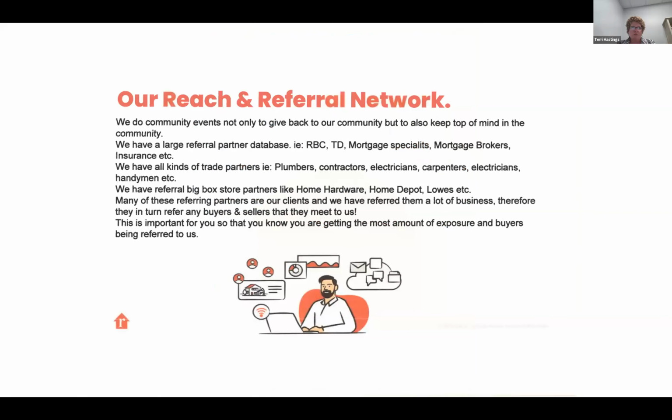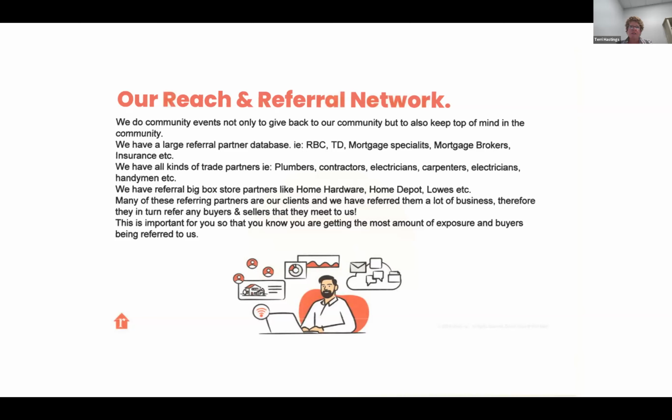So again, we have a large referral partner database, not just realtors. For instance, we send a lot of business to RBC, TD, we have mortgage brokers, we have insurance companies. We have a lot of trade partners as well: plumbers, contractors, electricians. We have a database of each section. And believe it or not, we even have big box referral partners: Home Depot, Lowe's, Home Hardware. They know us, they send us people. When people are going to build a new home and they have a house to sell, they give out our card, they refer people to us.